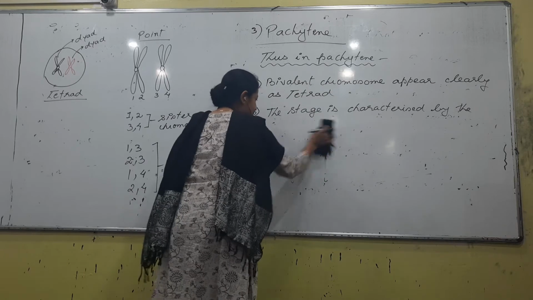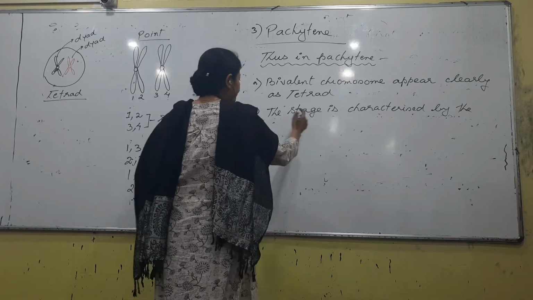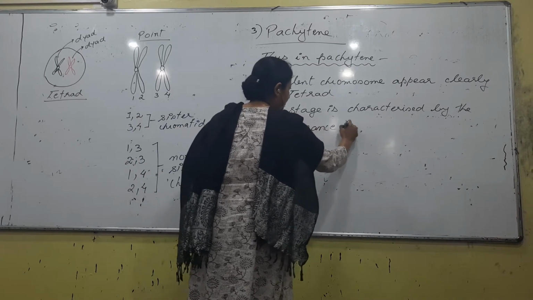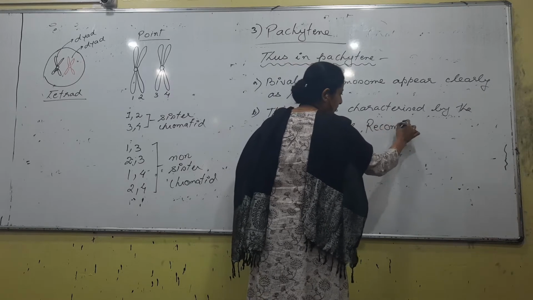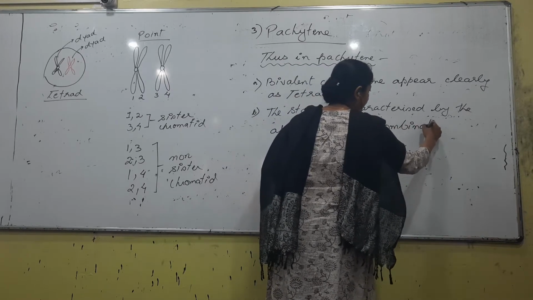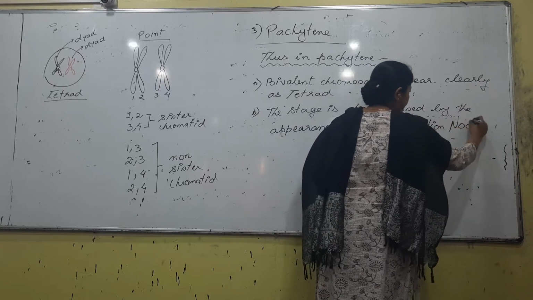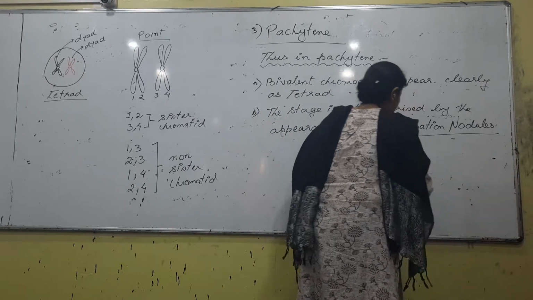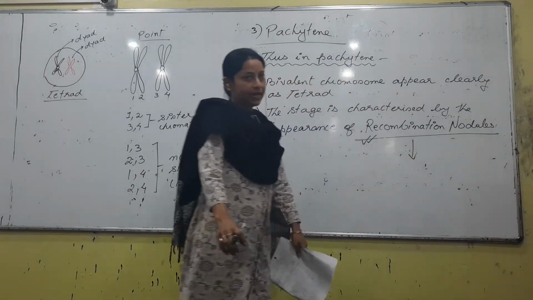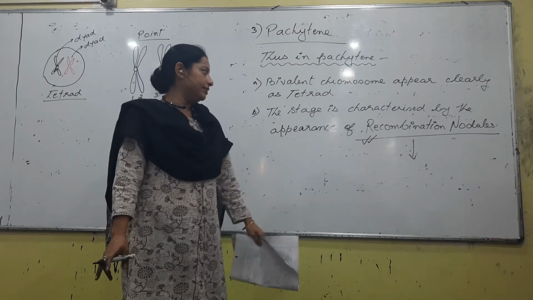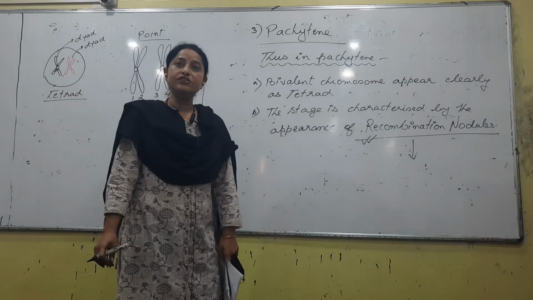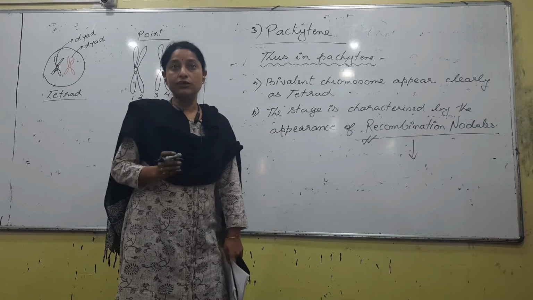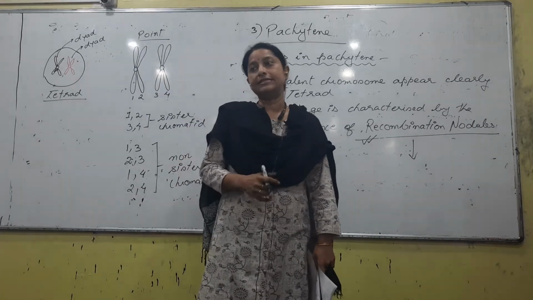Okay, have you heard something called recombination nodules? So in pachytene, another important word is the appearance or the formation of the recombination nodules. Recombination, by the word itself, what we are talking about is nothing but crossing over. What are recombination nodules? It is the site where the crossing over will take place, right?